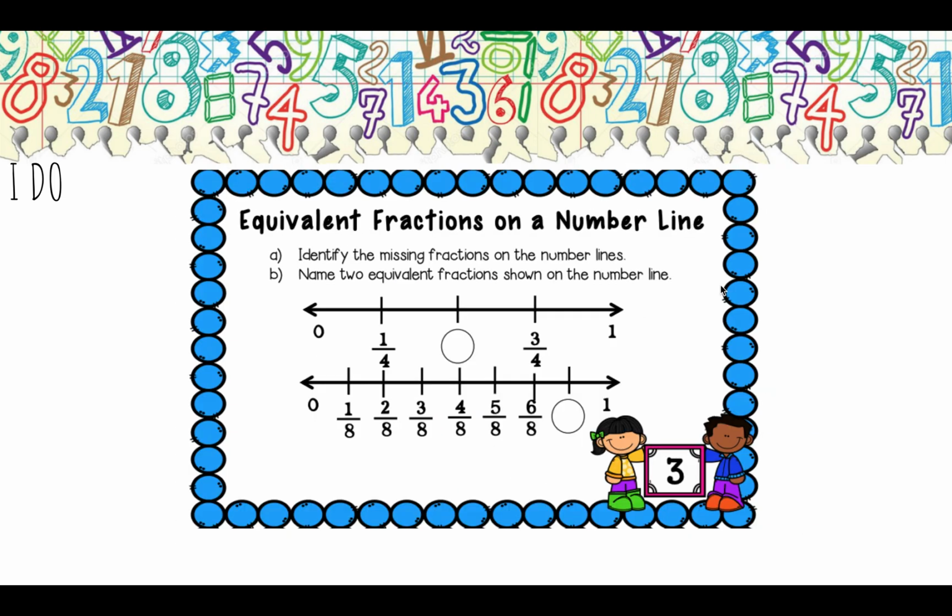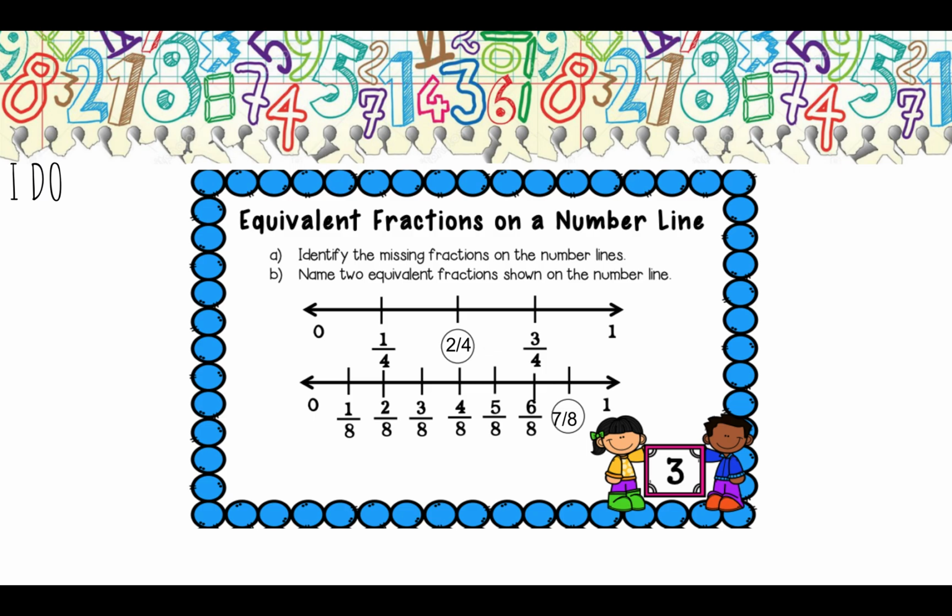Let's try another one. First step is to fill in the missing fractions. On top, I have 1/4 and 3/4, so that must mean that 2/4 goes in between them. On bottom, my fractions are split into eighths. It looks like my missing fraction here is 7/8.